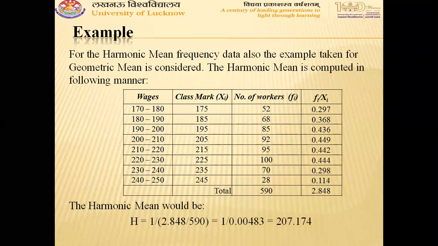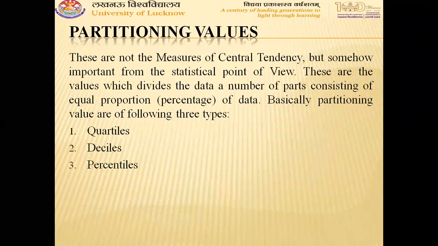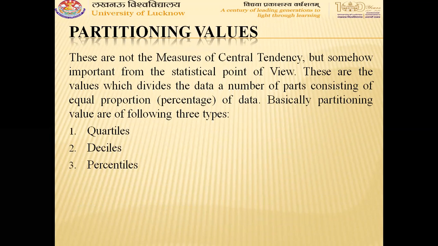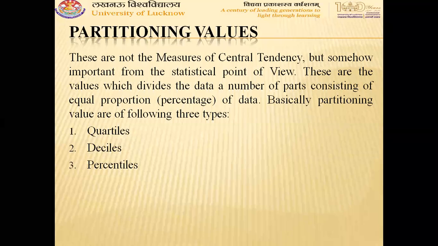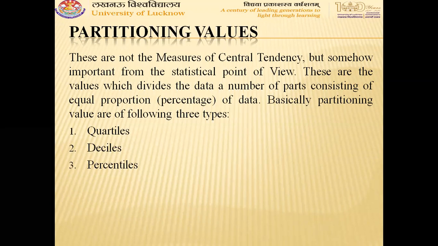So harmonic mean is 207.174. Along with measures of central tendency, some other values are also important. These are not measures of central tendency, but from a statistical point of view, they are important. These values are called partitioning values. These values divide the data set into a number of parts.